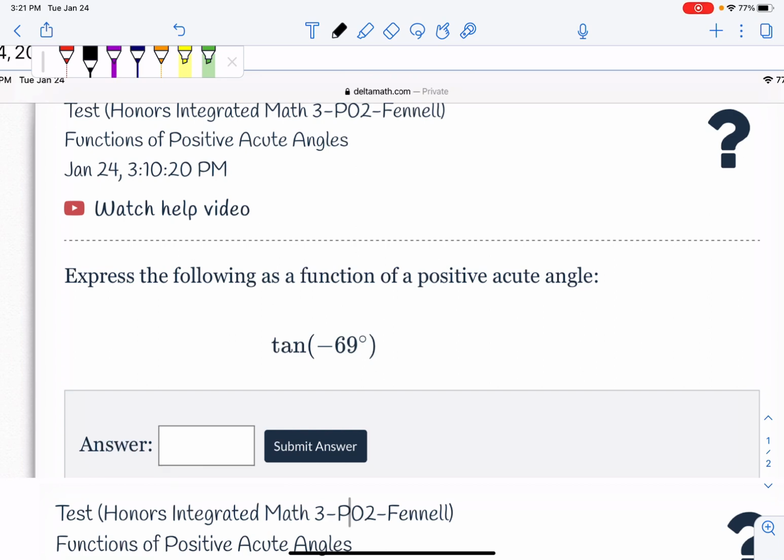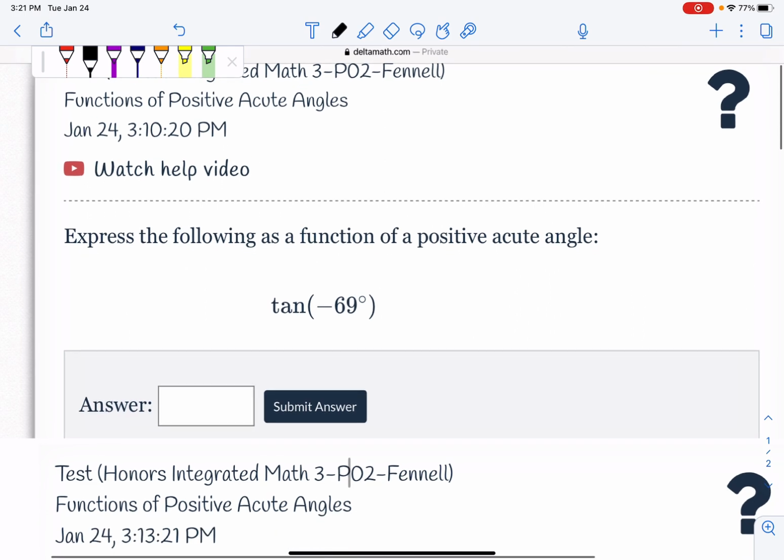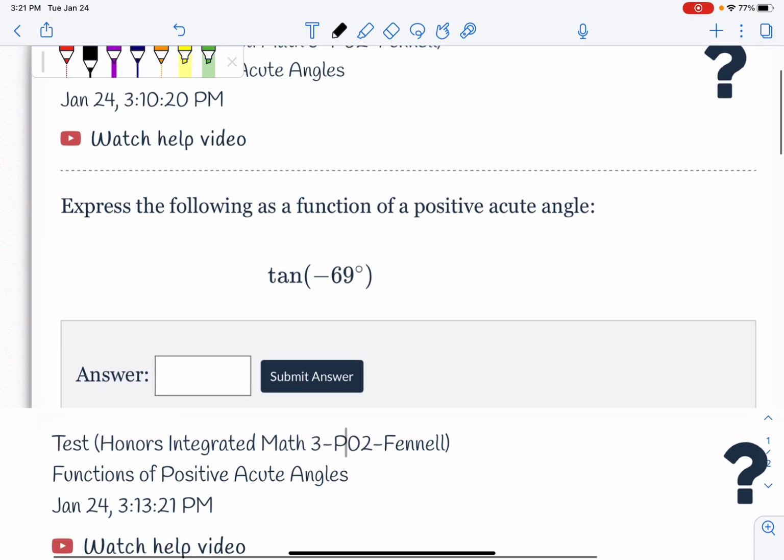Okay, so in this set of DeltaMath, we're looking for the positive acute angle that would be equivalent to the tangent of negative 69 degrees. So negative 69 degrees indicates that instead of going counterclockwise, we're going to go clockwise. So we're going to go 69 degrees clockwise around this unit circle.